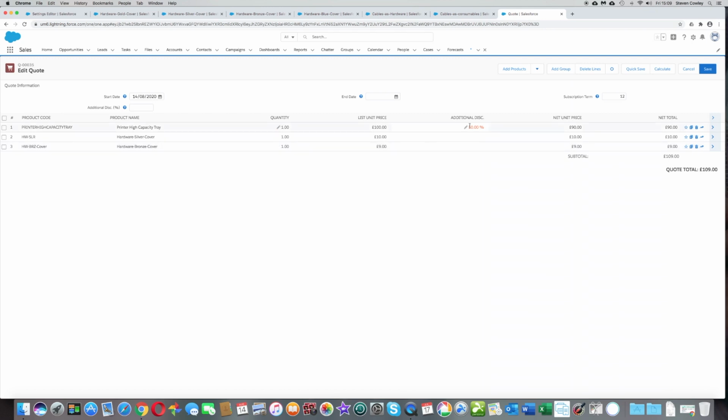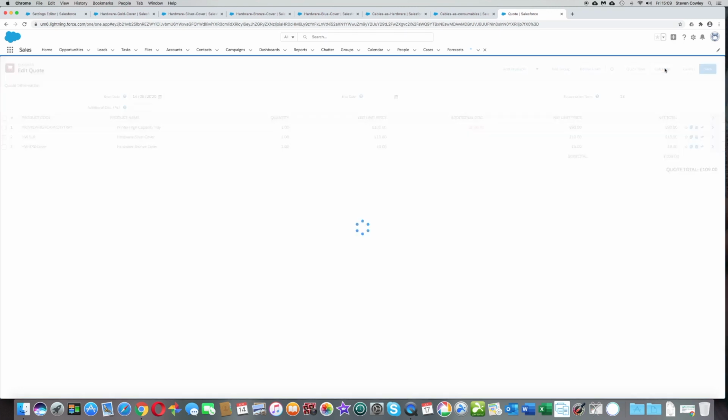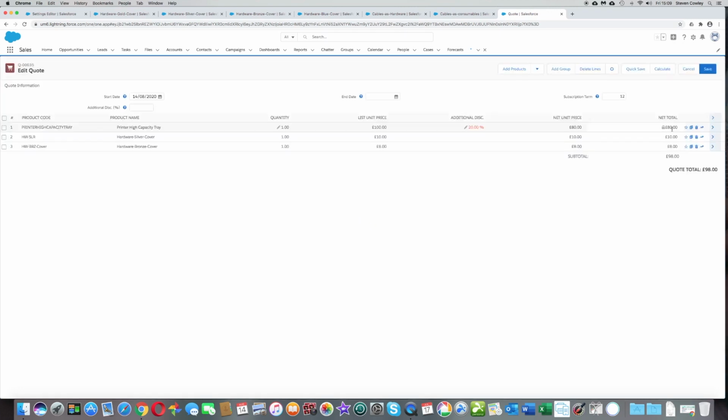So if I was to change this discount to 20% and recalculate, you'll see the unit price has dropped to 80 and the total dropped to £8.